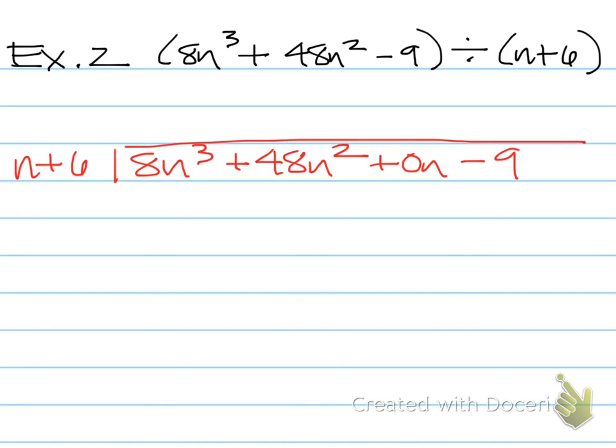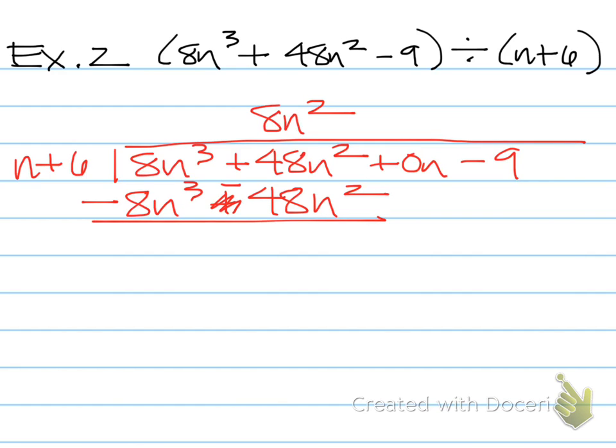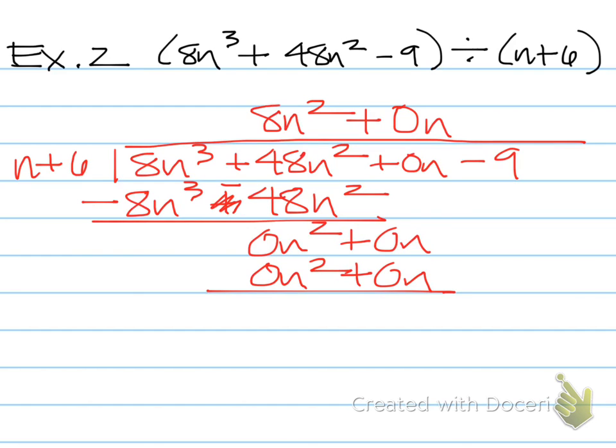So what do we need to multiply n by to get 8n cubed? That would be 8n squared. Multiply the 8n squared by the n and by the 6. We get 8n cubed plus 48n squared. Change the signs of both the numbers in the bottom and then add them up. It's the same thing as subtracting. When we do the n squareds, they go away. We get 0n squared. Bring down the next term. To get 0n squared, I need to multiply n by 0n. So when we multiply 0n by n and 6, we get 0n squared plus 0n.